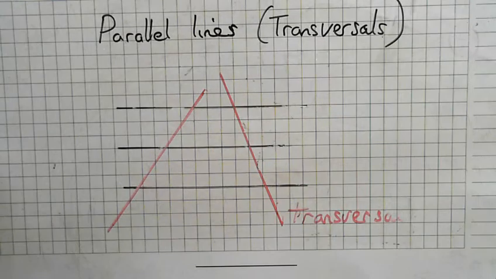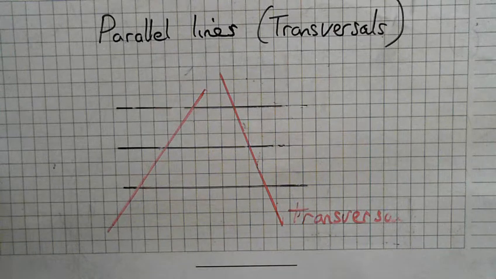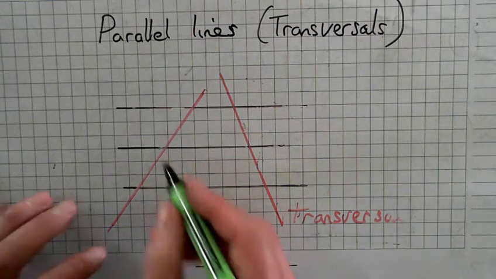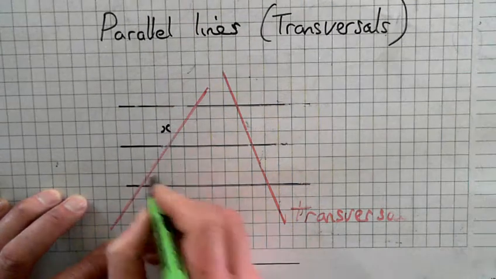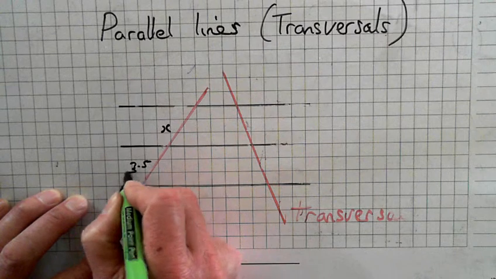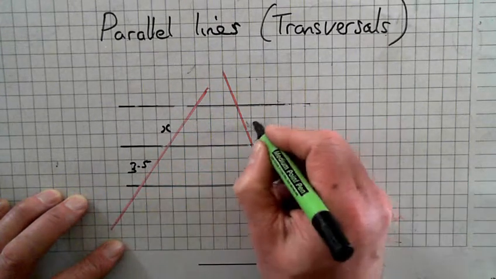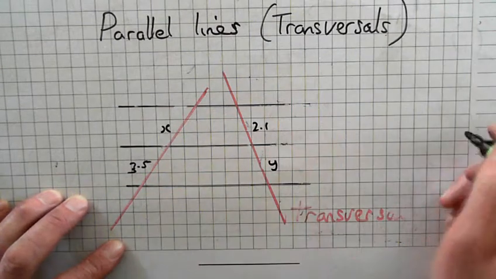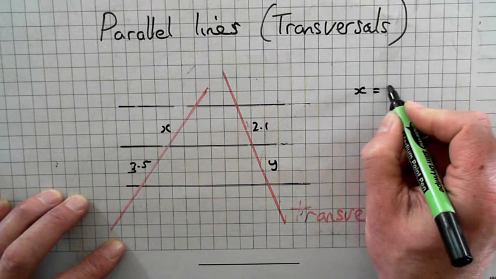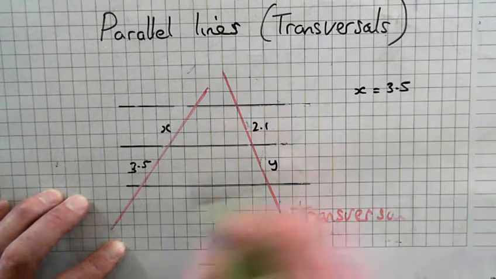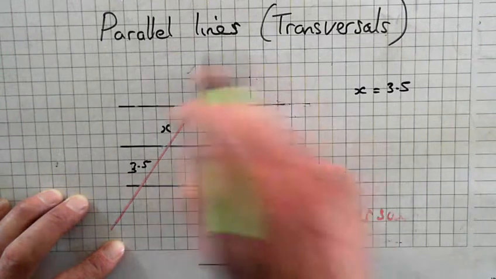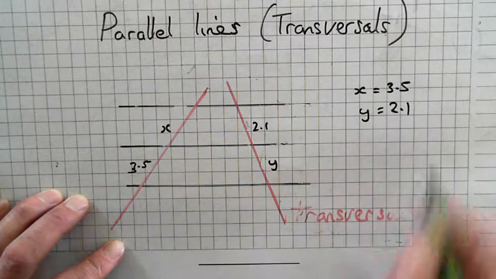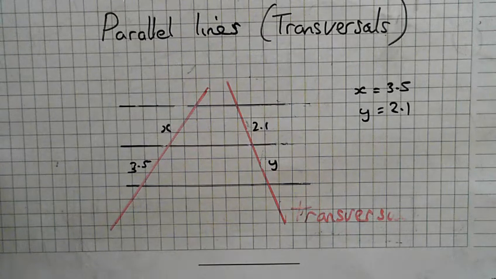Another example. Well, the ones in the book are fairly easy. So for example, the easier ones in the book: x, and you've got 3.5. And over here you have 2.1 and you have y. So what's x equal to? 3.5, because they are equal. And then y is equal to 2.1. Straightforward enough.